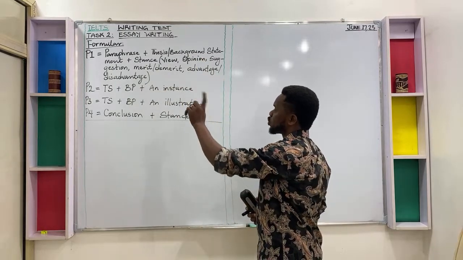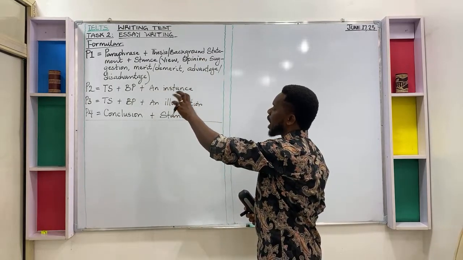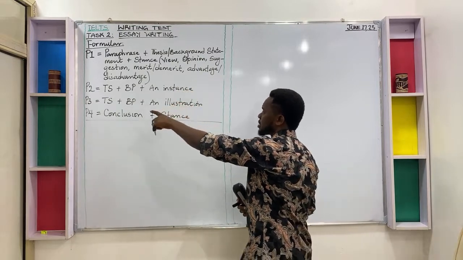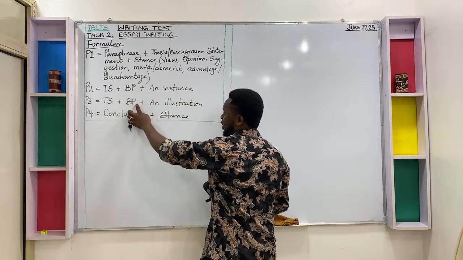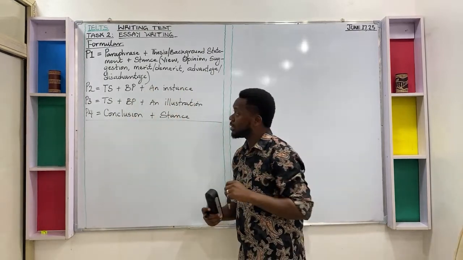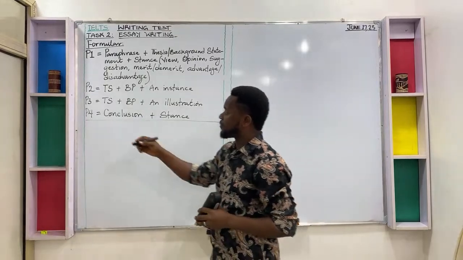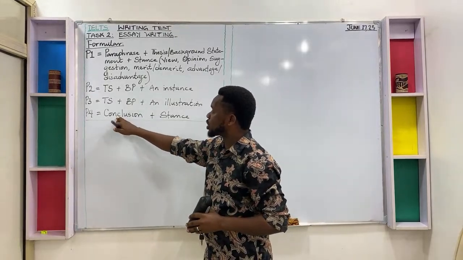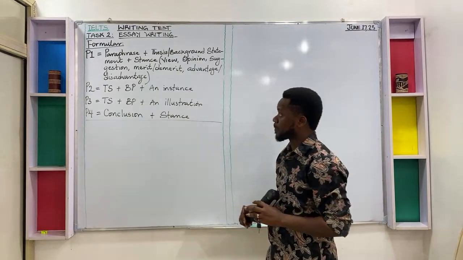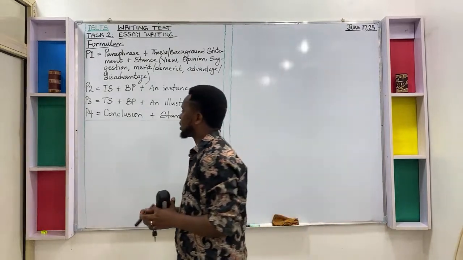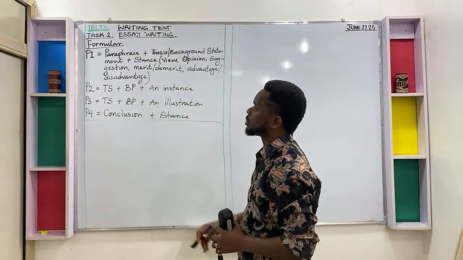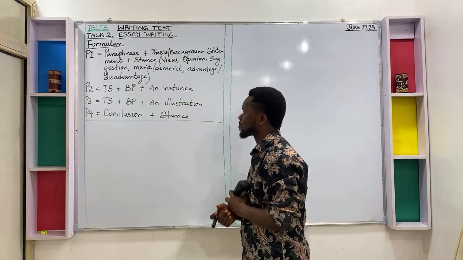Then your paragraph 2 and 3 have the same thread. And these are topic sentence, body paragraph, and then example. Okay? Now your paragraph 4 has to do with conclusion and stance. That's it. So let's understand how this formula plays out on the day of your exam.